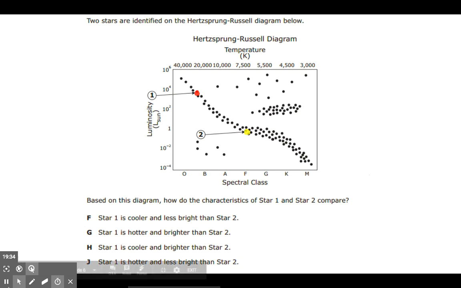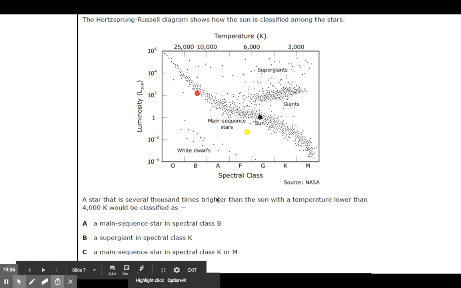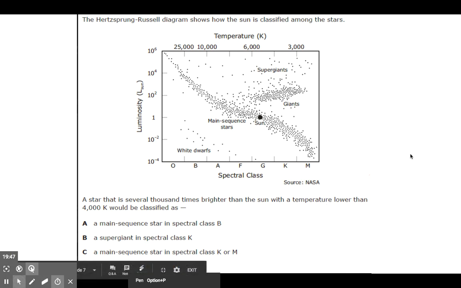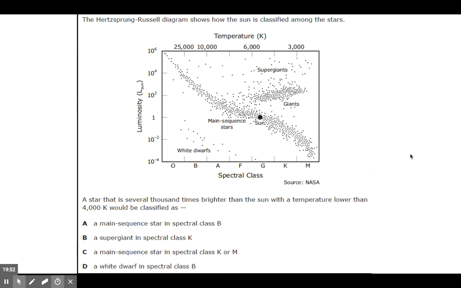All right, and the last one. Let me erase my marks, I forgot. All right, and let's go. The Hertzsprung-Russell diagram shows how the sun is classified among other stars. Our sun is a main sequence star halfway through its life. So it's about 4.5 billion years old.